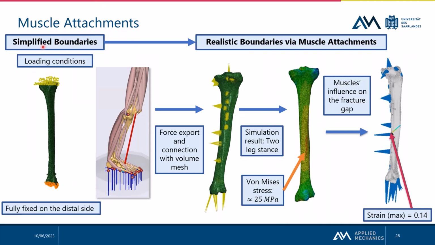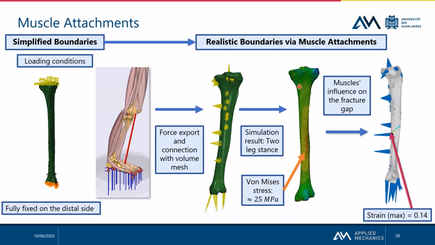At the moment we often have these simplified boundary conditions because we started with this work on the muscle attachments. There are a few difficulties at the moment, but we have the loading conditions and then also the fixed distal side, here again a tibia, but you can do it for the humerus, radius, whatever. The realistic boundary conditions would be that we use the force export and connect it to the volume mesh, as you see here. You see the different muscle attachments here on the tibia.